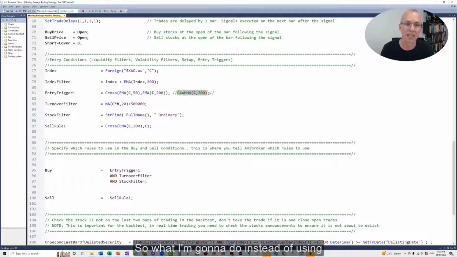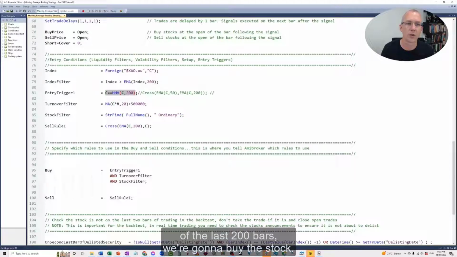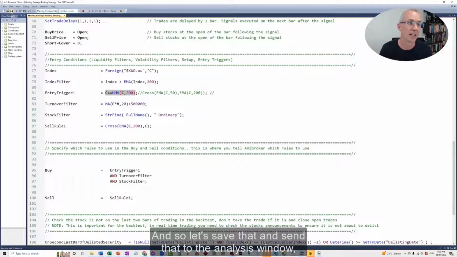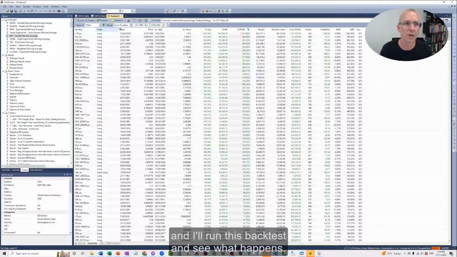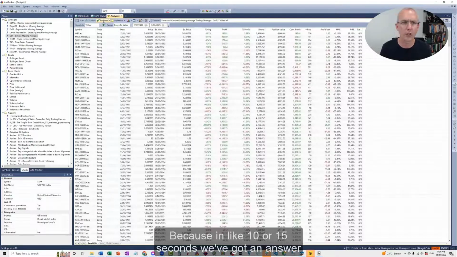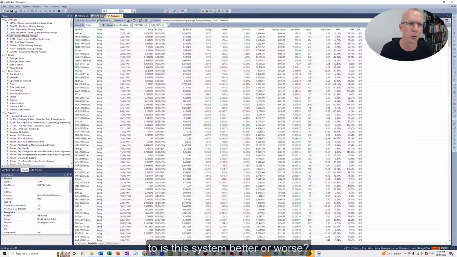So instead of using the golden cross entry, I'm going to use a breakout entry. If today's close is the highest close of the last 200 bars, we're going to buy the stock, assuming all of the other rules are true. Let's save that and send that to the analysis window, and I'll run this backtest and see what happens. See how great this is that you can backtest, because in like 10 or 15 seconds, we've got an answer to, is this system better or worse?